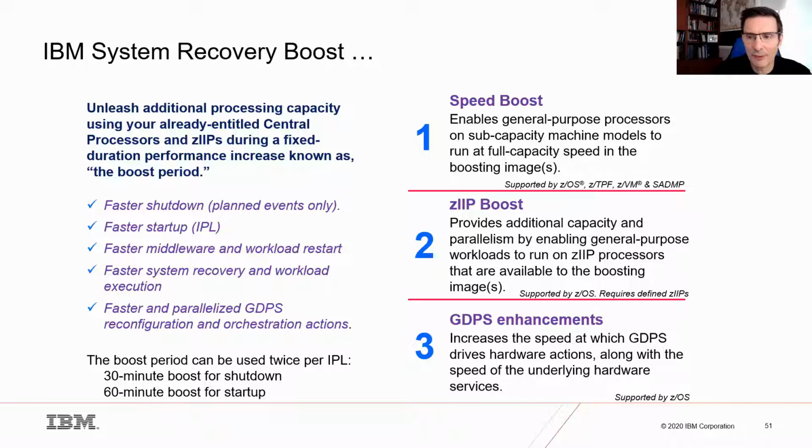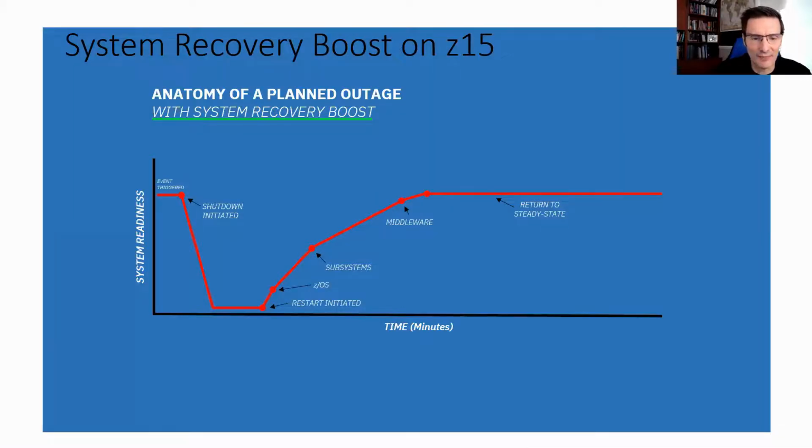So now we're going to look at a pictorial diagram of this. The first one, this red line, represents business as usual, what we are currently running with today. There's going to be some kind of a shutdown. We're eventually going to come down, and then GDPS is going to be involved. And then we're going to restart, IPL z/OS, the subsystems, the middleware, and eventually return to a steady state operation. So now let's see what System Recovery Boost will bring to the picture.